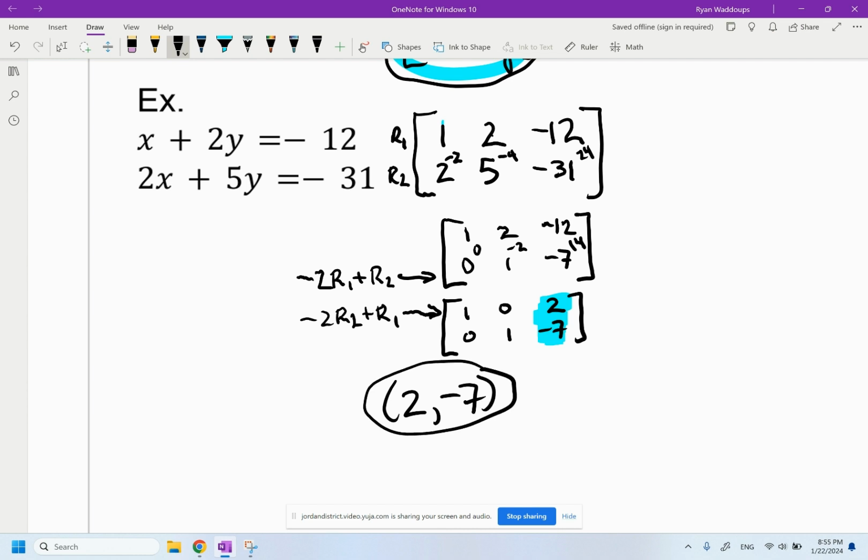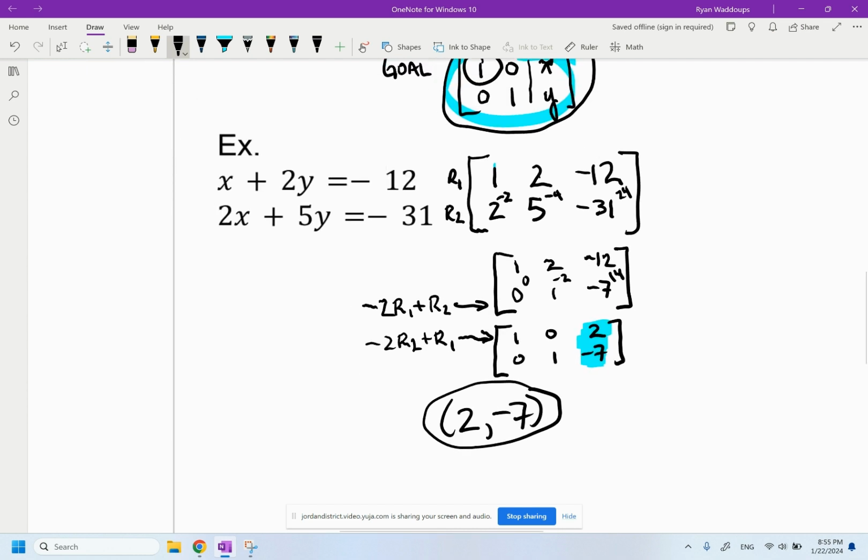And that value for x and that value for y should work in both of these equations. And so the check is you put 2 in for x here and here, and then you put negative 7 in for y. And on this side, they should be equal to negative 12 on the top equation, and they should be equal to negative 31 on the bottom equation.